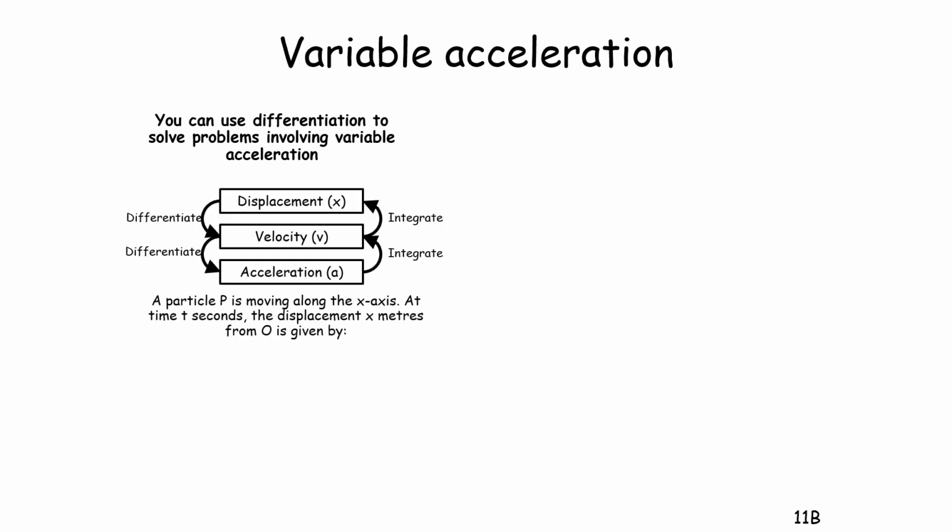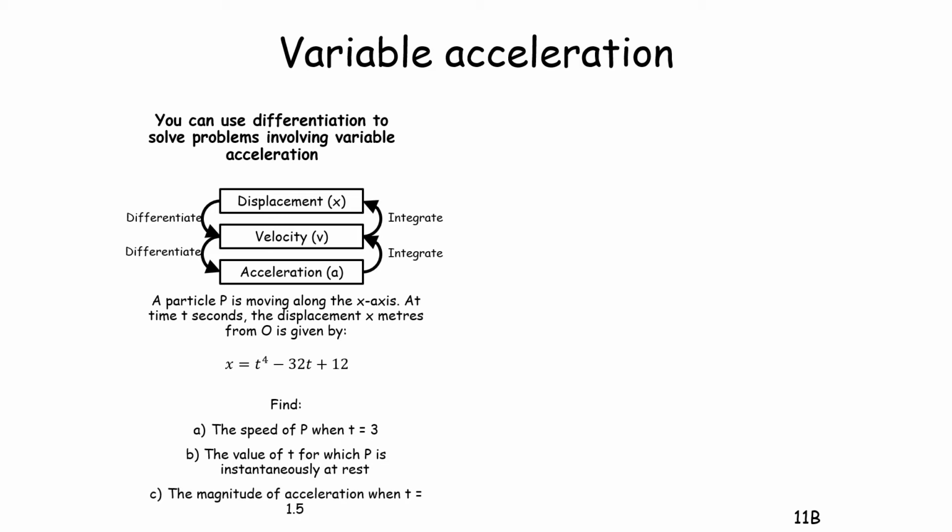Particle P is moving along the x-axis at time t seconds. The displacement x meters from O is given by x equal to t to the 4 minus 32t plus 12. We've been asked to find the speed of P when t is equal to 3, the value of t for which P is instantaneously at rest, and the magnitude of acceleration when t is equal to 1.5.